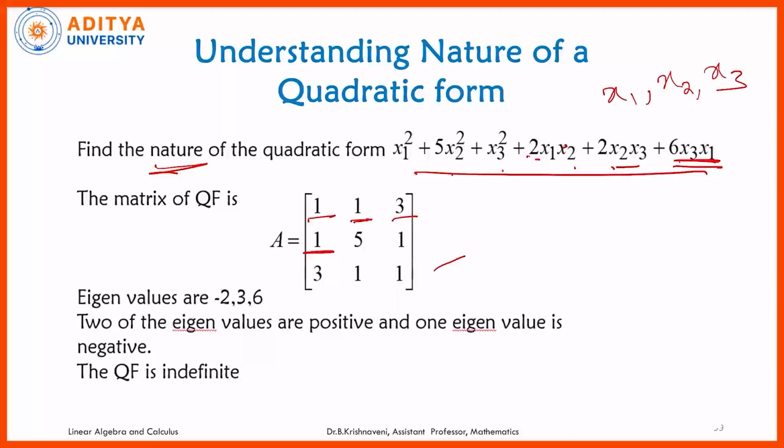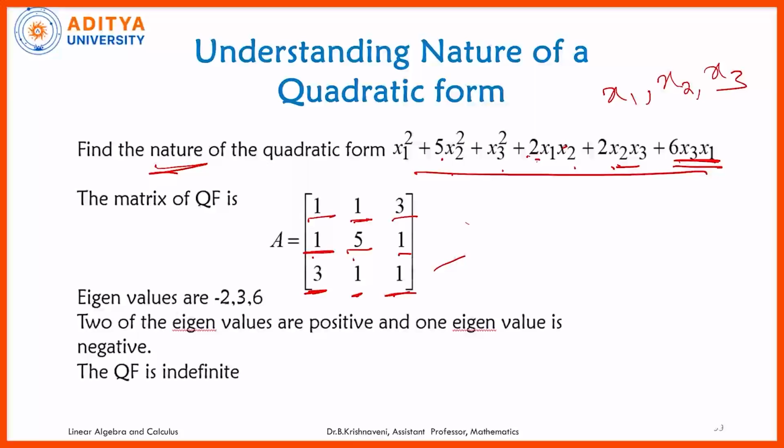Next, coefficient of x1 x2 by 2, that is 1. Coefficient of x2 square, 5. Coefficient of x2 x3 by 2, 2 by 2, again equal to 1. Coefficient of x3 x1 by 2, 3. Coefficient of x3 x2, 2 by 2, 1. And coefficient of x3 square, 1.